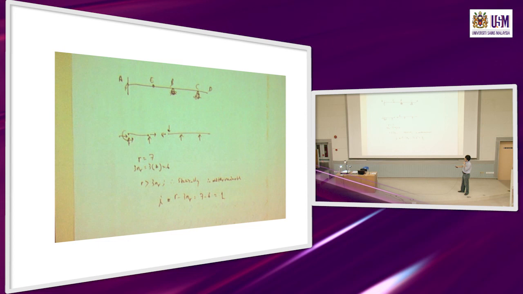So 7, how many equilibrium equations? Because you separate this into two, each part has 3. So 3 multiplied by 2, you get 6. So 7 minus 6. R is more than the number of equilibrium equations that you have. So this becomes statically indeterminate. And the degree of statical indeterminacy is this one minus this, which is equal to 1.